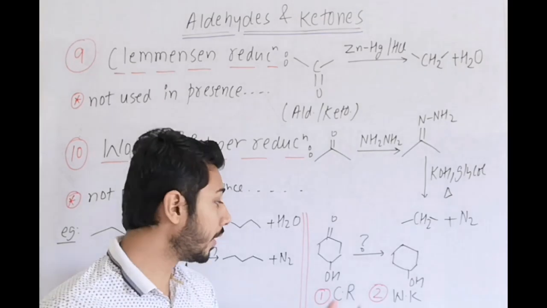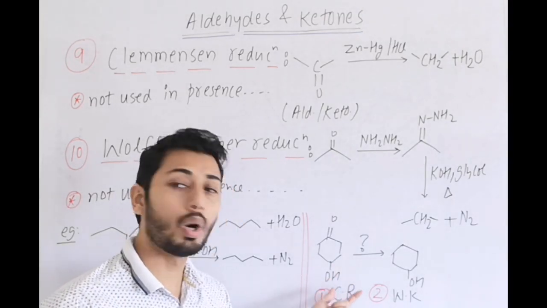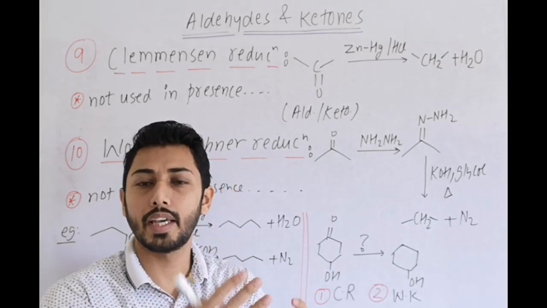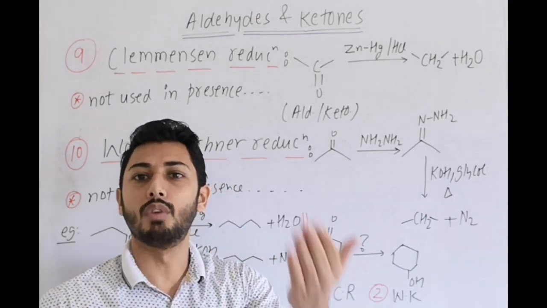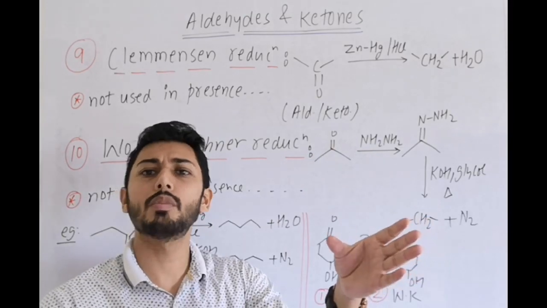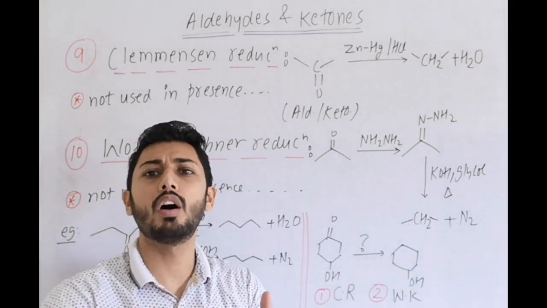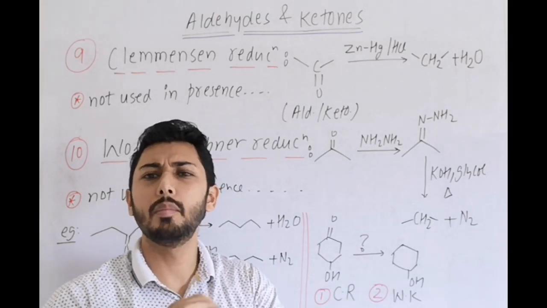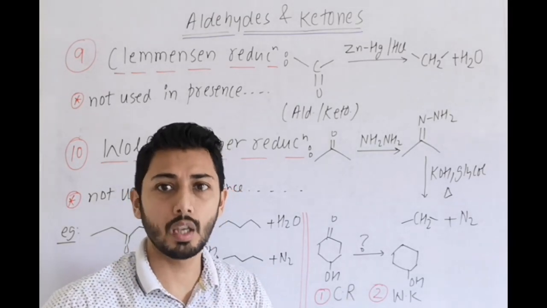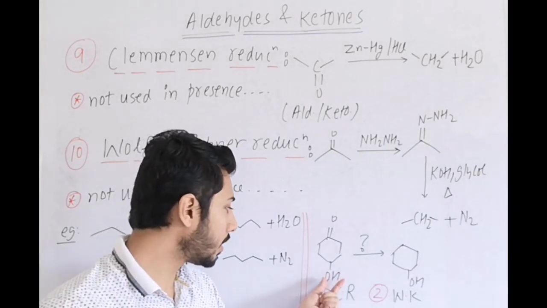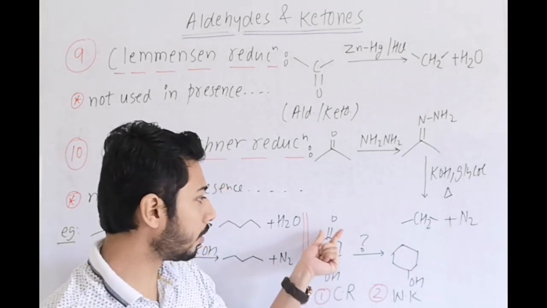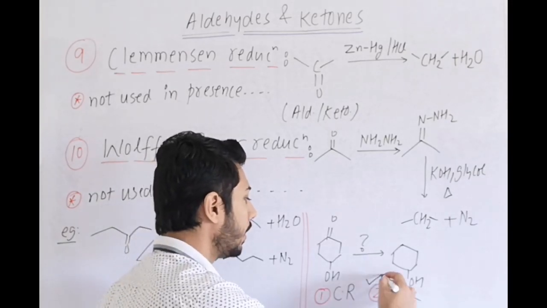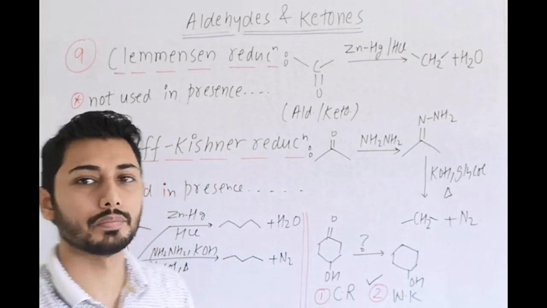That means which one will we use? That alcohol is an acid sensitive group. Why? Because alcohol takes H+, protonation occurs, water is eliminated, carbocation forms, Cl- can attack, or dehydrohalogenation, an elimination reaction, is also possible. So here, due to the acid sensitive group present along with the carbonyl, we are not preferring Clemmensen reduction, rather we are preferring Wolff-Kishner reduction.